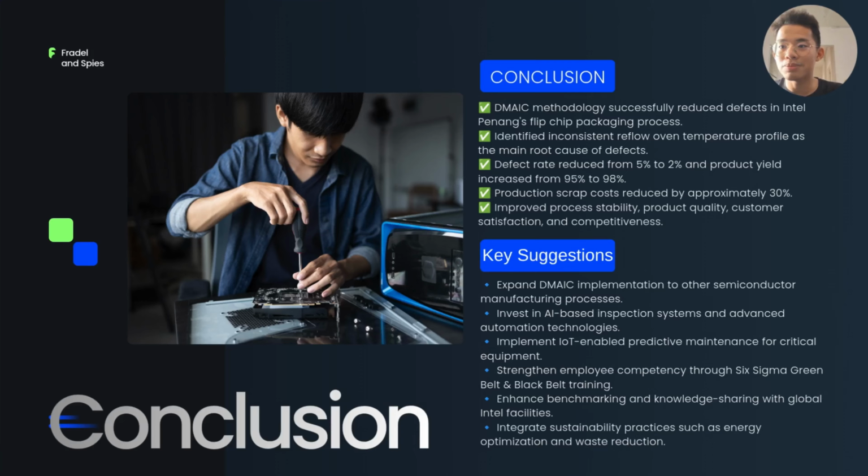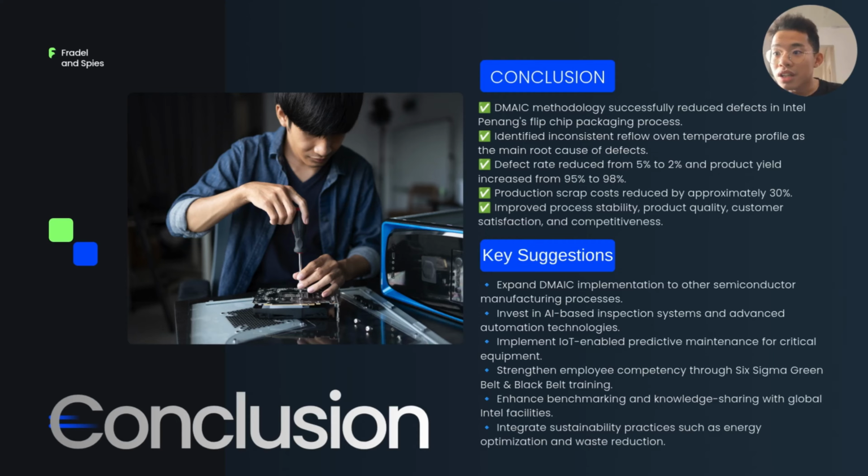First, Intel Penang should expand the application of DMAIC to other critical manufacturing processes to further improve quality and reduce variability. Second, the company should invest in AI-based inspection systems and advanced automation technologies to improve defect detection accuracy and support near-zero defect manufacturing. Third, implementing IoT-based predictive maintenance systems can help prevent equipment failures, reduce downtime, and improve process reliability.